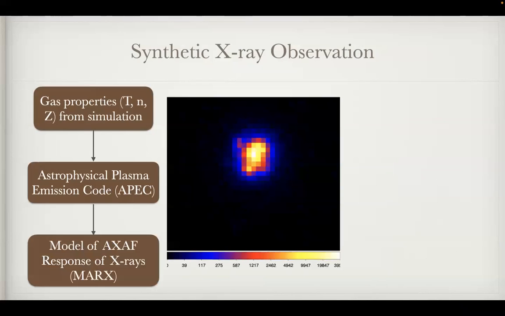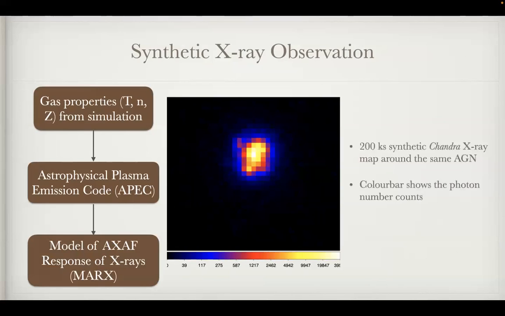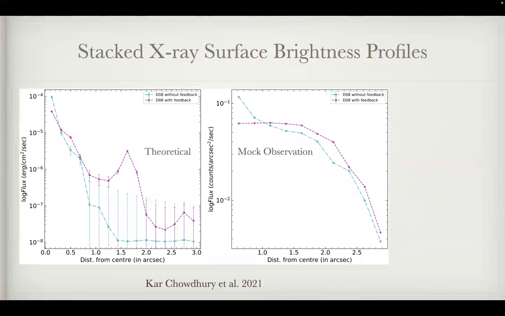So here you see that all the signatures that were visible in the theoretical X-ray map cannot be resolved from the synthetic X-ray map, and we explain this in terms of the limited angular resolution of the Chandra telescope. So we see that no signature of AGN feedback can be studied from the individual observations of this high redshift system. So we try to stack the X-ray emission from all the systems in our simulation, both in the presence and absence of AGN feedback, and we obtain a stacked X-ray surface brightness profile.